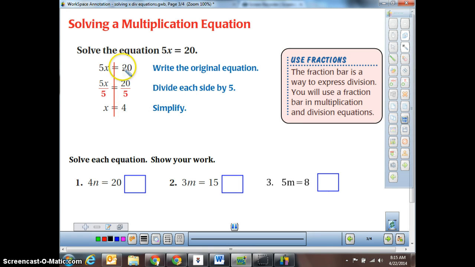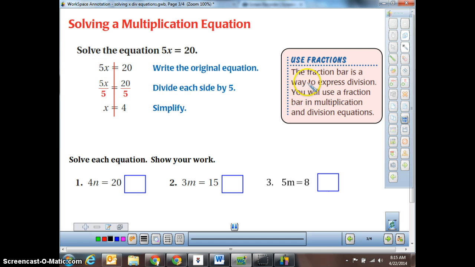We need to be moving on to showing it without it. So remember, we're going to be drawing this line separating the left and the right. Still, we're trying to keep that scale even. So if we have 5x equals 20, we split it in half. We want to get x by itself, so if I have 5 times x, I need to divide by 5.